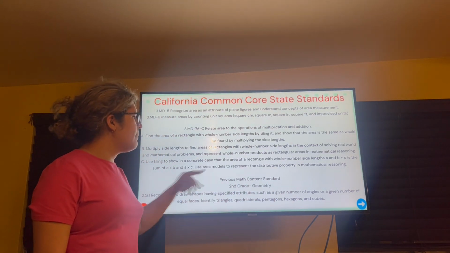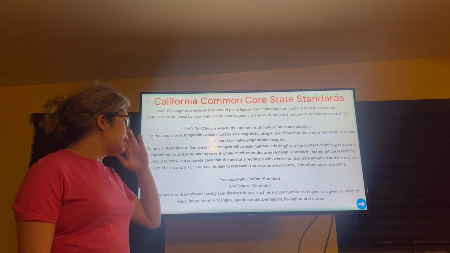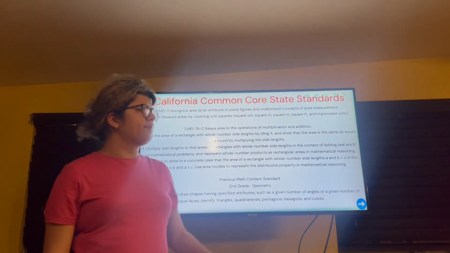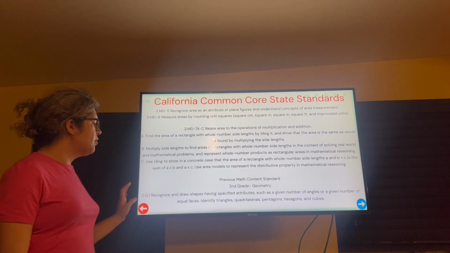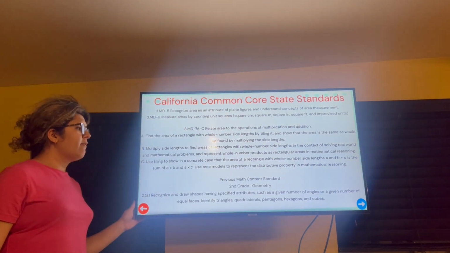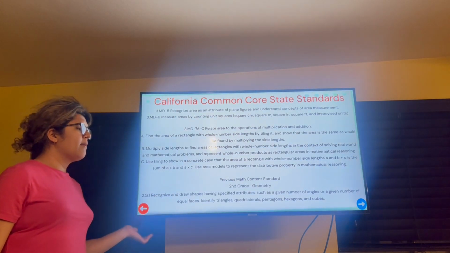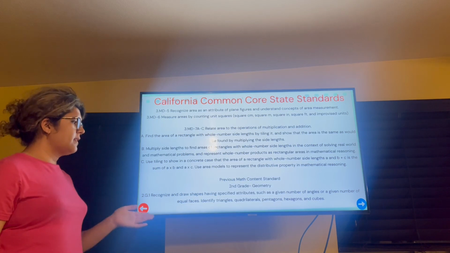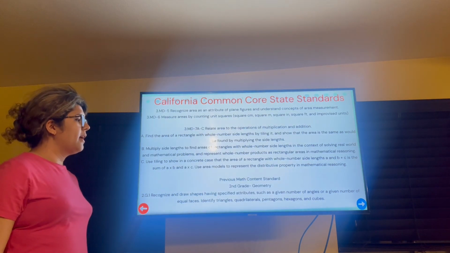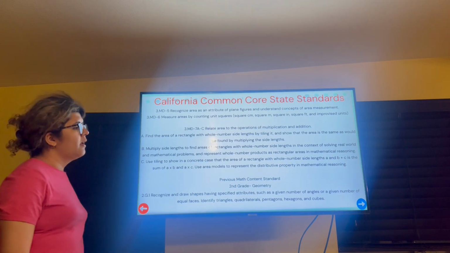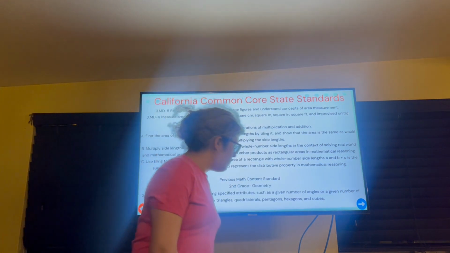And a previous math content standard is from second grade geometry. So it's 2.G.1, which is recognizing and drawing shapes having specified attributes, like a number of angles or equal faces, and being able to identify triangles, quadrilaterals, hexagons, pentagons, and cubes.